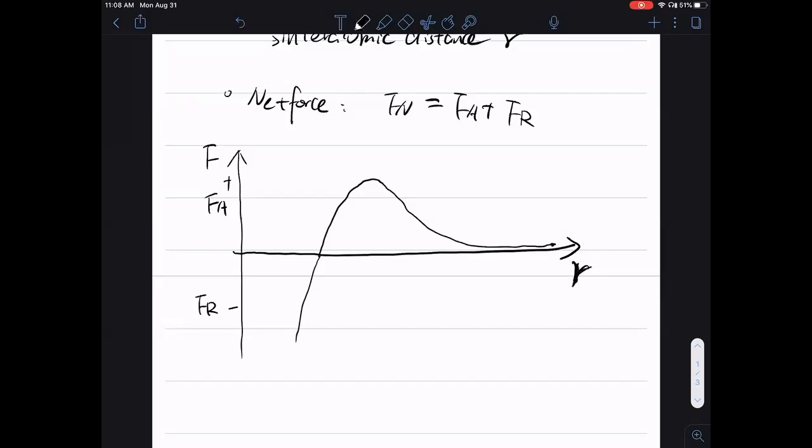So if you move two atoms too close to each other, they're going to experience repulsive force instead of attractive force. And it's a very special point, which is the intersection here. At that point, the interatomic distance is called R0. Oh, it has a name. It's called equilibrium spacing.